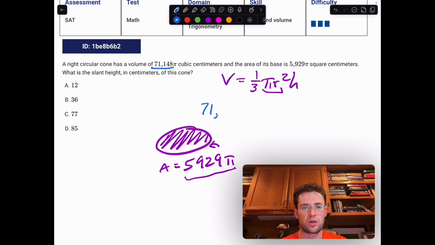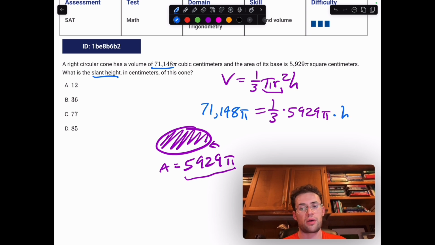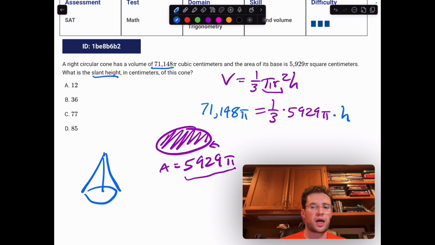So we'll plug this in for the volume. 71,148 pi. Then we'll leave the 1/3 and we'll put in this area of the base that they gave us. And we want to find the height. So we want to find the slant height, and you can use the height to find that. But for right now, the height is what's in here. For a cone, the height is here. The slant height would be this length here. So we're going to have to actually make a right triangle here. I do believe that means we might need the radius as well.